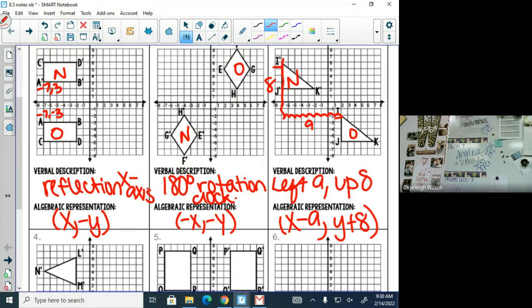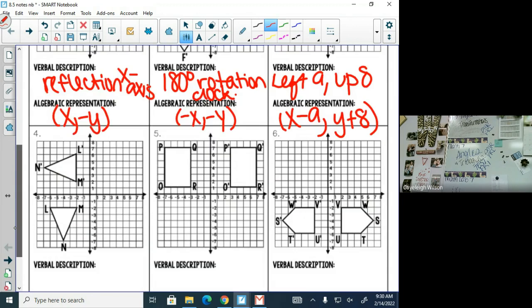So I really want us to focus here. If the vertices are in the same location, up, down, left, right. If they're not in the same location, then you're looking at a rotation or a reflection. Does everybody understand that? All right, I'm going to let you all try number 4.